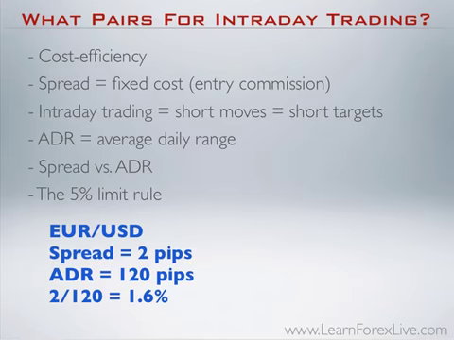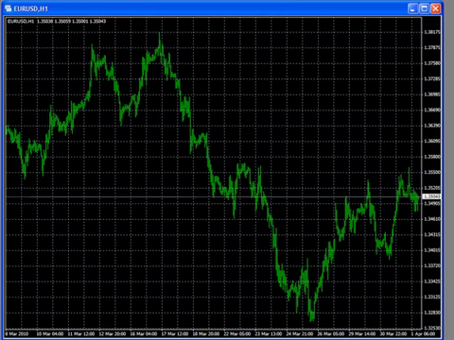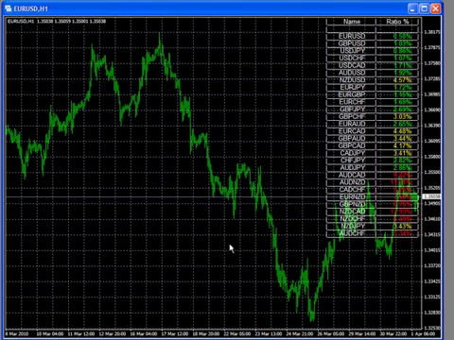Now, since I know that calculating the spread versus average daily range ratio on every currency pair is a pain and rather time consuming, I asked my personal programmer to code a little indicator for me. Well, let me actually attach it onto my screen. All right, here's the indicator.